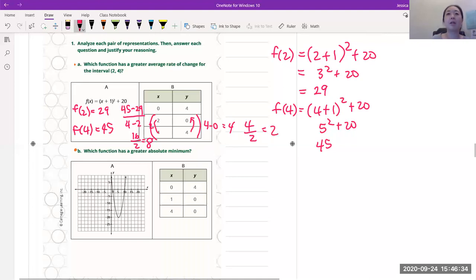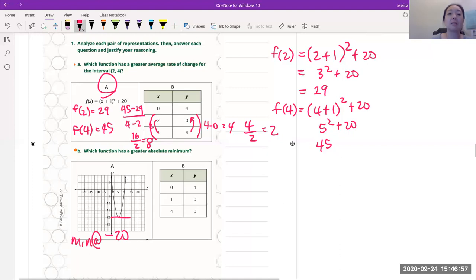Okay, so which one has a greater speed? A has 8, B has 2, so it's got to be A. A wins. All right. Which function has a greater absolute minimum? Well, this one's an easy one, because you get to see that's as low as it can go. This one is negative 20.